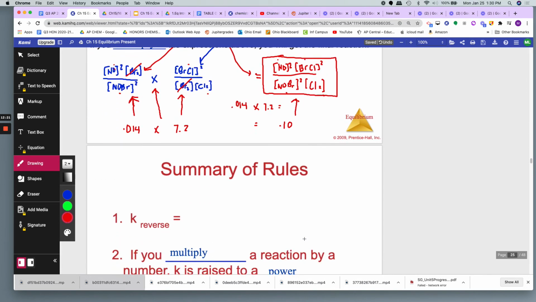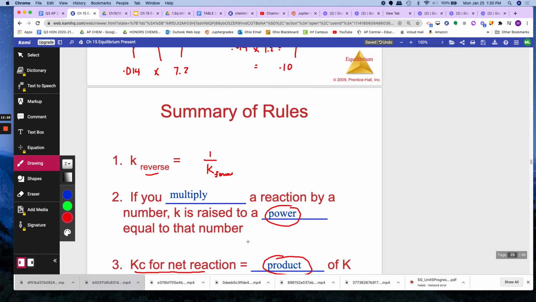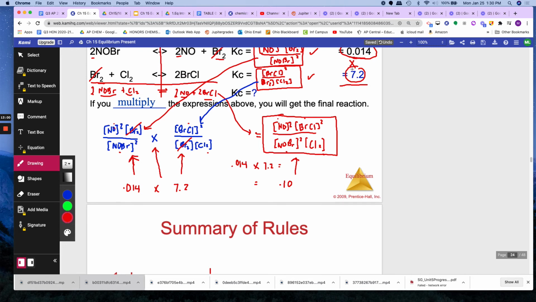Okay? So here's a summary. If you reverse the reaction, what do you do to the answer? You take the inverse of the K. K reverse is the inverse of the K forward. Okay, if you multiply a reaction by a number, the K is raised to that power. Kc for a net reaction, if you have to add the steps, you have to multiply the Kc's of the individual steps. Like we did here. We multiplied these two.